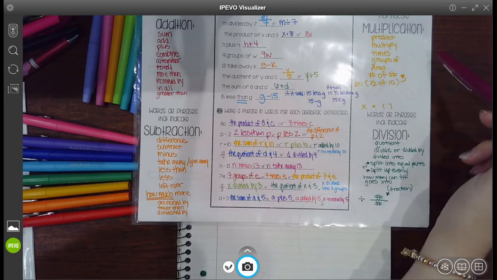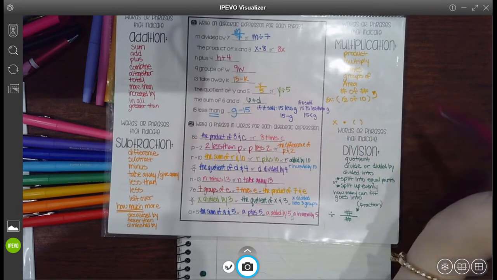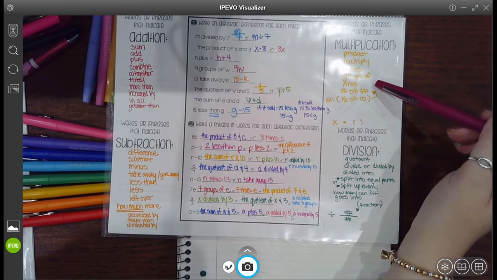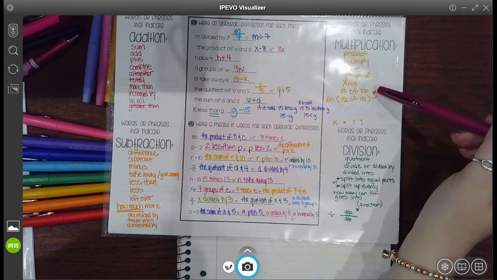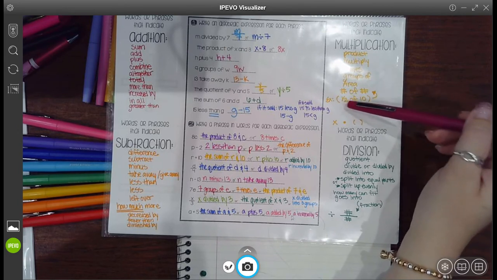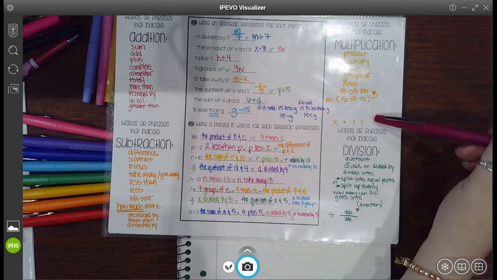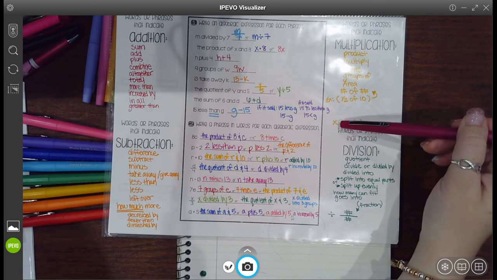Okay, for multiplication, product is good. Multiply, times, groups of. When you're finding the area of something, you multiply. Okay, when you have a fraction followed by the word of some number. And then don't forget, all these symbols mean multiply, but we want to stay away from using an X.